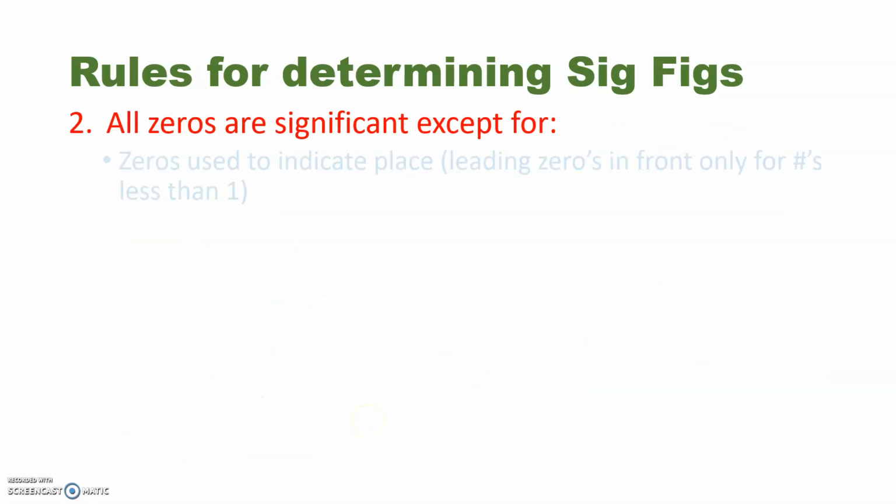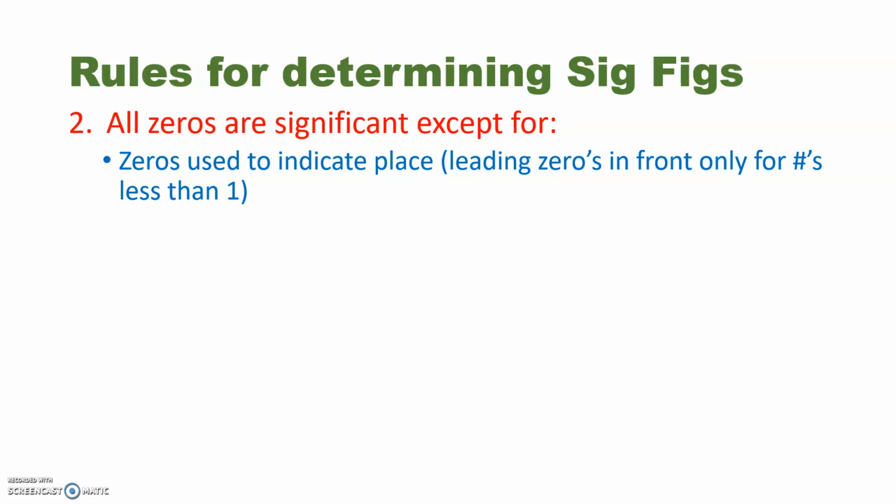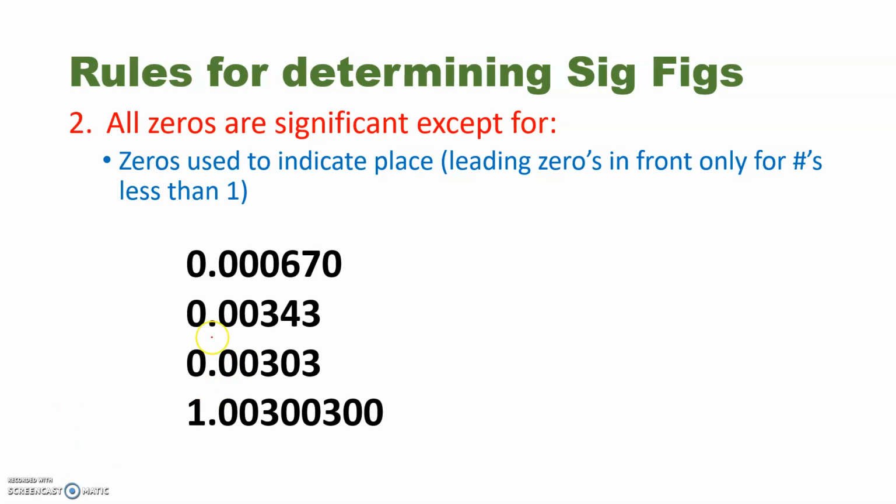All zeros are significant except for the other ones that aren't significant: zeros used to indicate place, which are leading zeros in front, only for numbers less than 1. So what we've got here, these are just placeholders. These are the heavy lifters of this measurement. These zeros just kind of hold the place, right? I could get rid of them using scientific notation. So this just has 3 sig figs. What I mean by that is I could rewrite this as 6.70 times 10 to the minus 4, so I can rewrite it to get rid of them and have 4 sig figs.